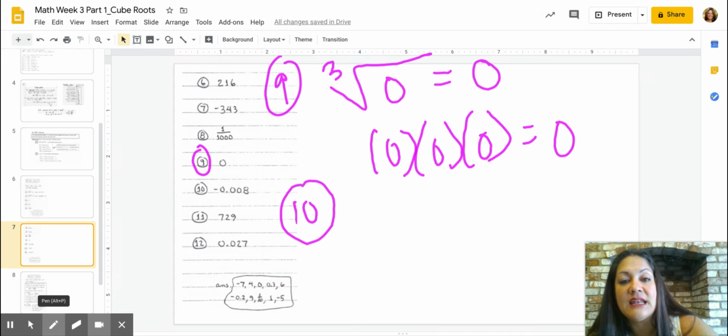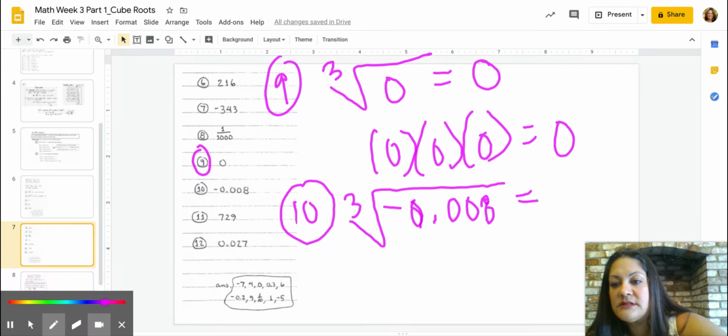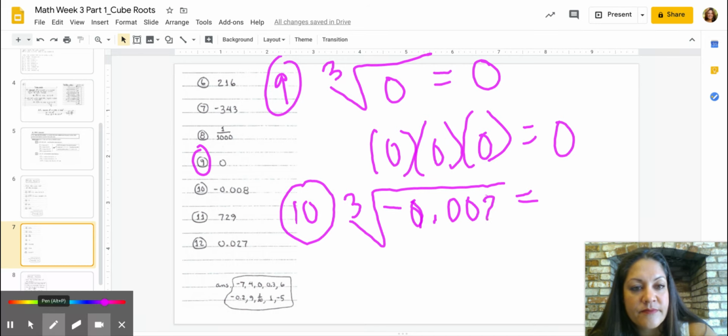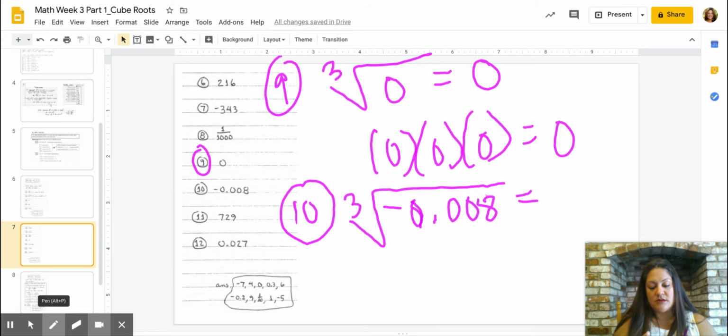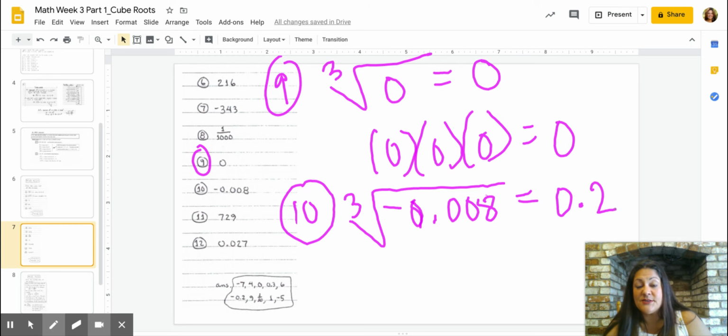Negative 0.008, cube root equals... that's kind of hard to read. Okay, so the cube root of 0.008 is 0.2. And so it's like 2/10. So this is 8 thousandths, that's 2/10. Oh, and I forgot my negative.